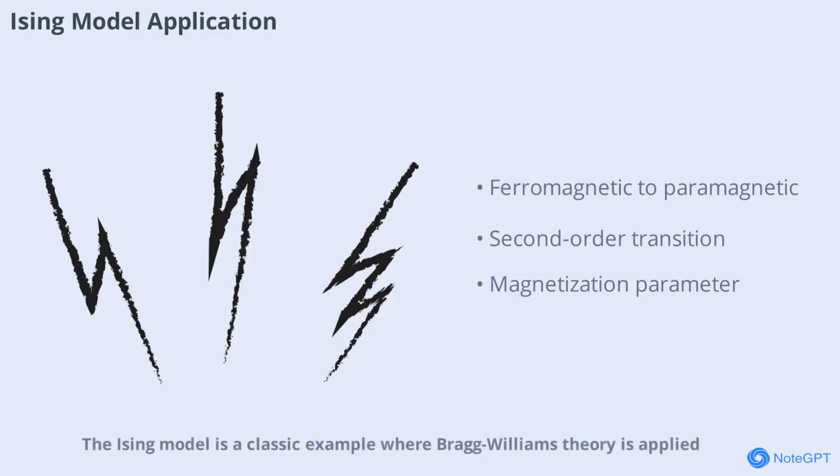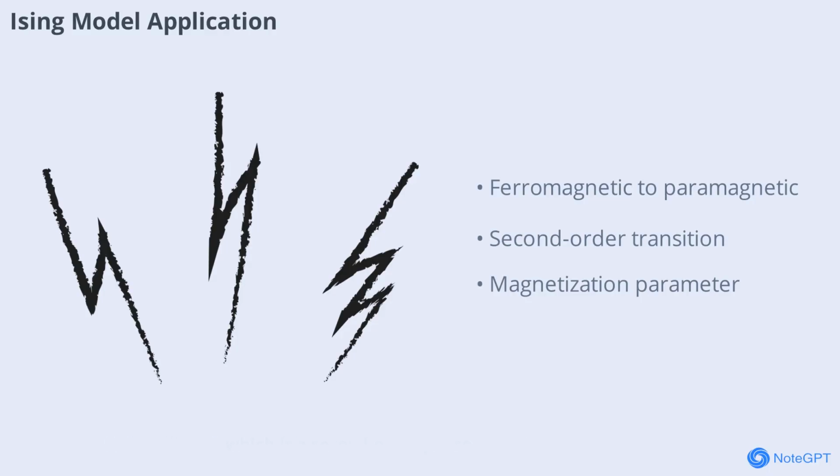The Ising model is a classic example where Bragg-Williams theory is applied. It describes the transition from ferromagnetic to paramagnetic states, which is a second-order phase transition. The order parameter in this case is magnetization, which measures the degree of alignment among magnetic moments. Understanding this transition is crucial for studying magnetic materials and their properties.